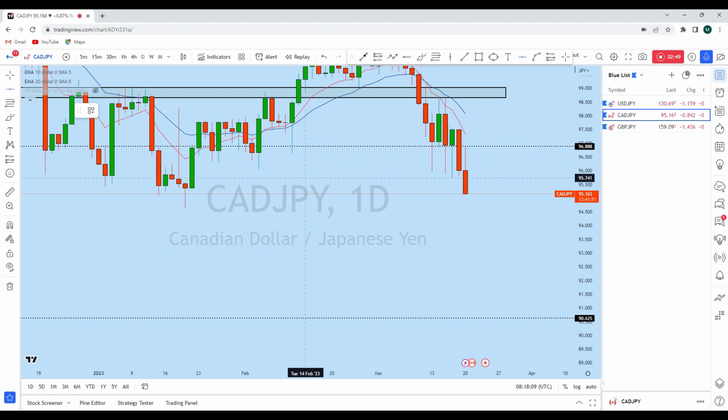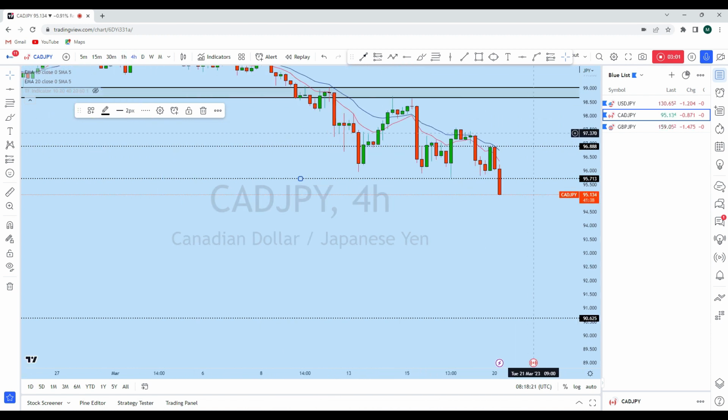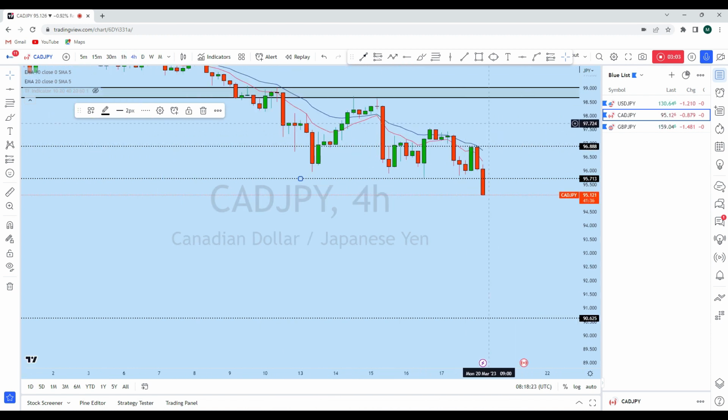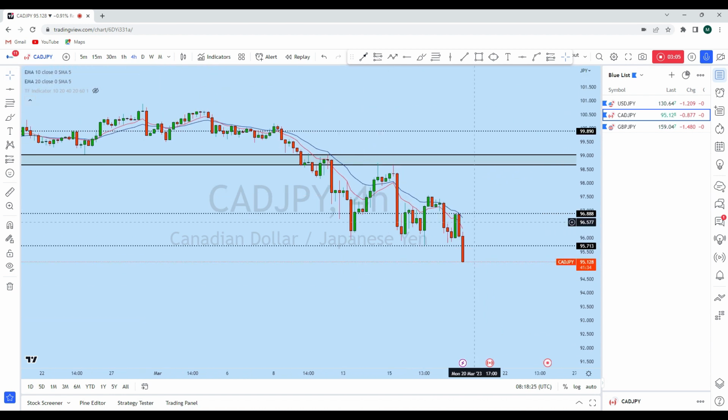Now if you draw a potential support zone here, as you can see, this is the daily doji where the price has gone up from. We could see a lower time frame retest of this level give us a suitable entry for this move. Now if we look at 4 hour, we see that the market is following exactly as expected.